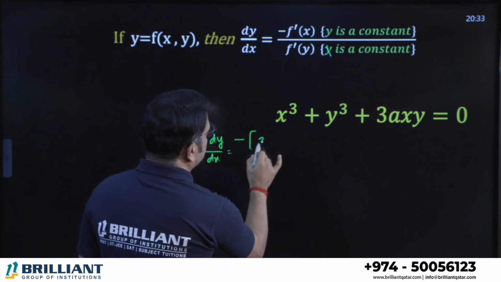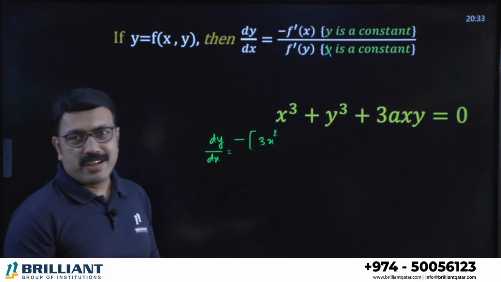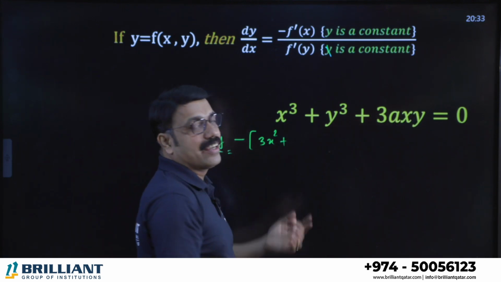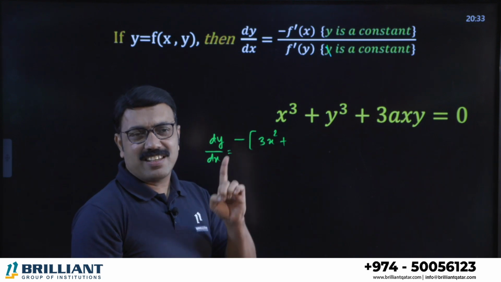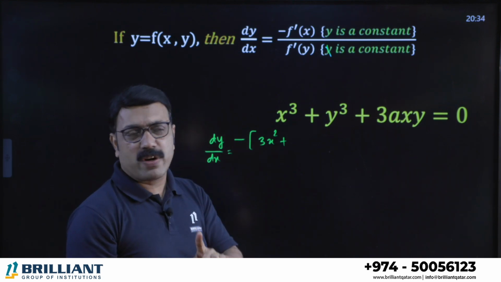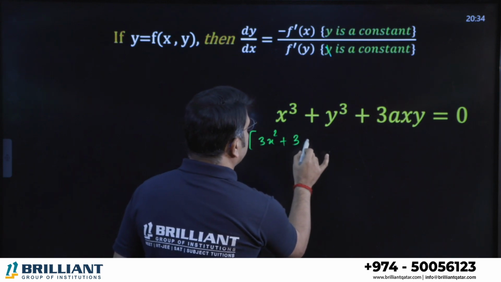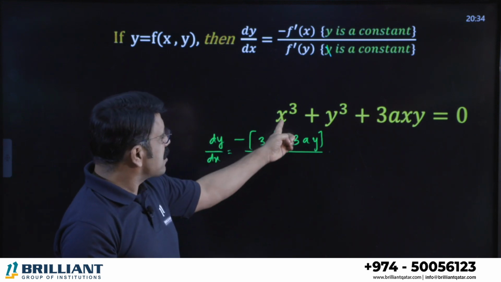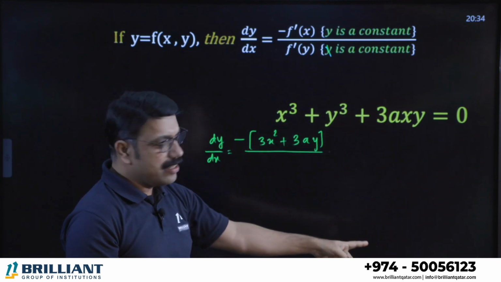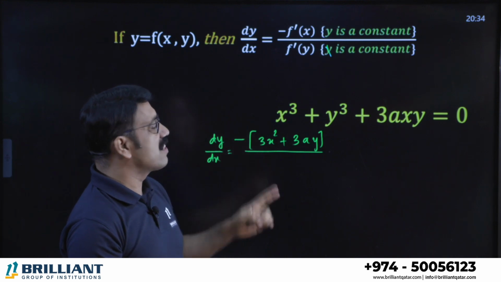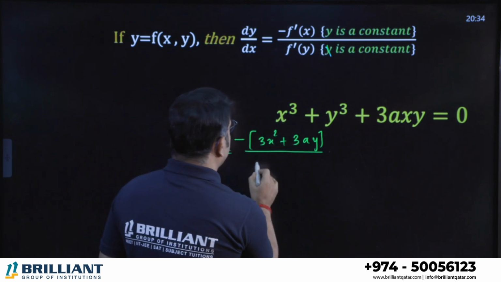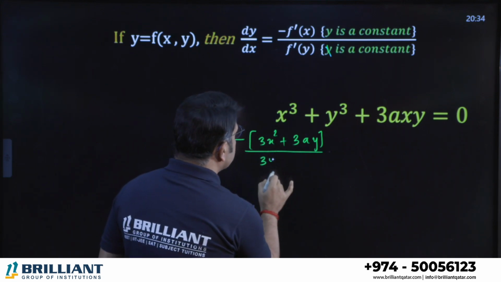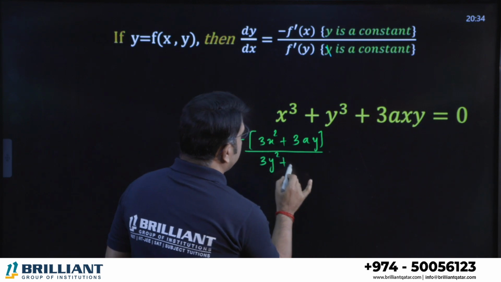The derivative of x cube is 3x square. Y cube, no need, because y is a constant, so 0. Next, plus 3axy: x is the variable we want to differentiate, 3ay are all constant. The derivative of x is what? 1. Then it will come to 3ay, divided by the derivative of x cube plus y cube plus 3axy, but x we want to consider as a constant. Then we get x cube as a constant, derivative is 0. Y cube gives 3y square, plus 3axy.